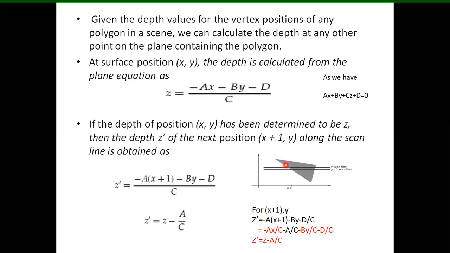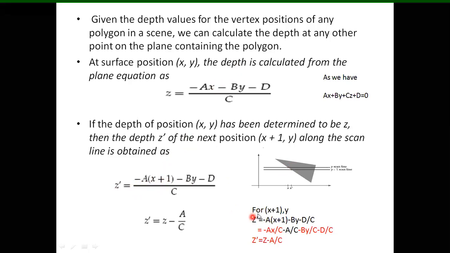So next, for the next pixel, I need to calculate the z value. How do I calculate the z value for the next pixel? x will be incremented by 1 and y remains the same. So the next value is nothing but x incremented by 1, because from here I am moving to the next pixel, which means x is incrementing, not y. So x becomes x plus 1 and y remains the same. So z dash is equal to minus A of (x plus 1) and so on; instead of x, I will replace this with x plus 1.